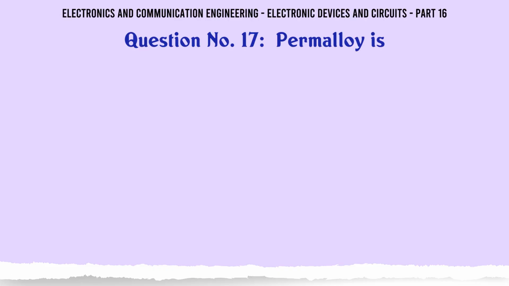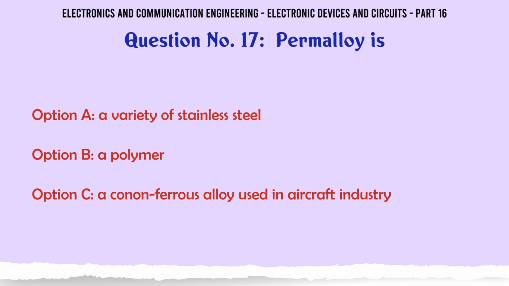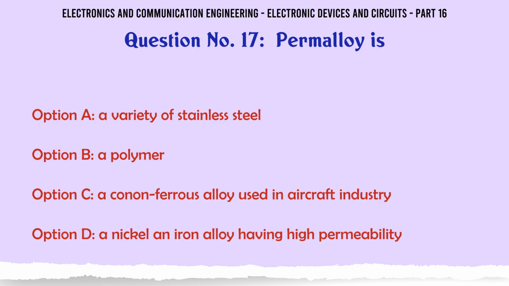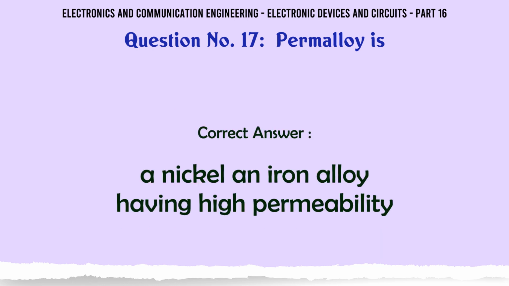Permalloy is: A. A variety of stainless steel. B. A polymer. C. A non-ferrous alloy used in aircraft industry. D. A nickel and iron alloy having high permeability. The correct answer is a nickel and iron alloy having high permeability.